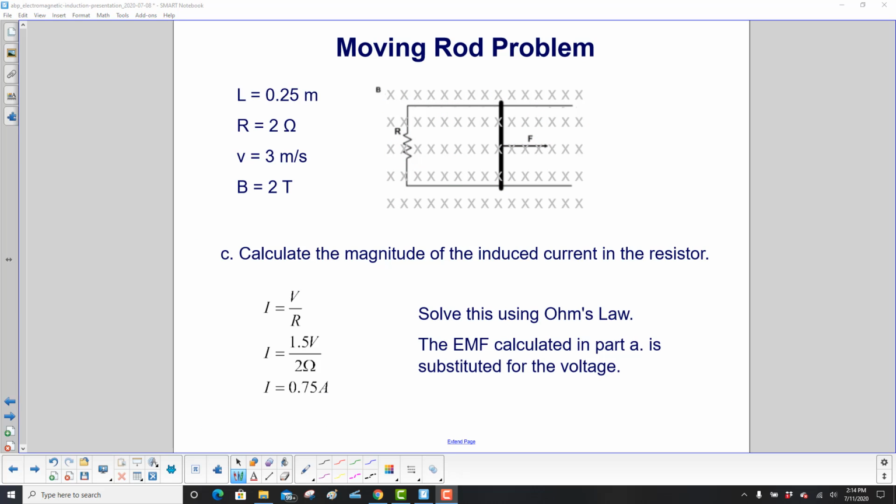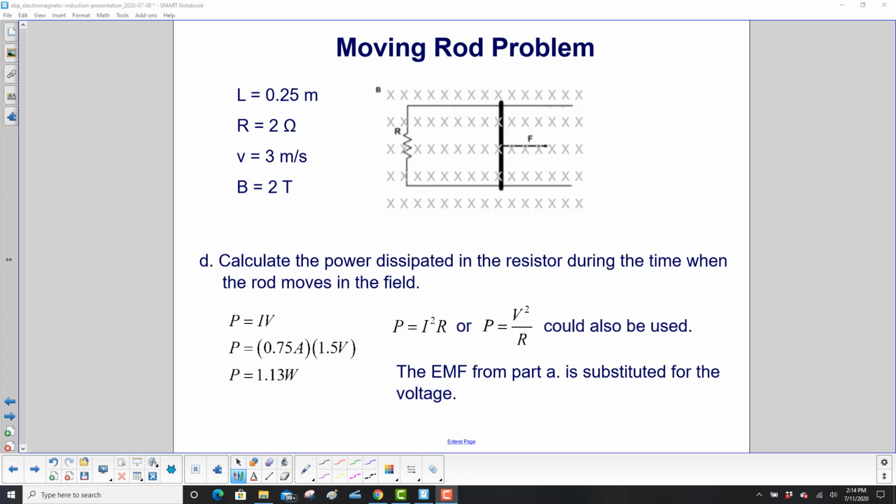Calculate the magnitude of the induced current in the resistor. Well, current, Ohm's law, just V over R. Our voltage is 1.5 volts over 2 ohms, and we get 0.75 amps. Calculate the power dissipated in the resistor. And what's going on there? The resistor is heating up, and your electrical energy is being converted into thermal energy. So we use P equals IV, and we have our current, we have our voltage, and we get 1.13 watts.